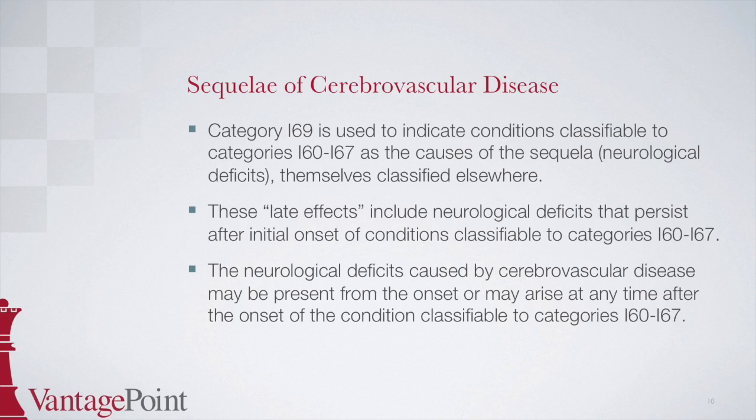As in ICD-9, there are codes for late effects or sequelae of cerebrovascular diseases. However, there are many more codes for this located in category I69 than there were in ICD-9, as ICD-10 specifies the type of cerebrovascular disease, such as non-traumatic subarachnoid hemorrhage and resulting neurological deficits, such as hemiplegia.